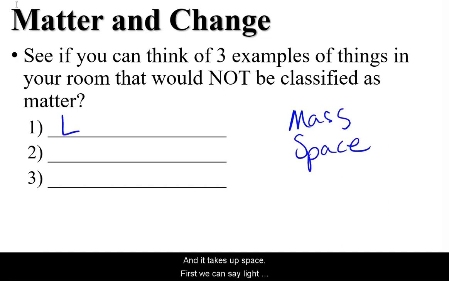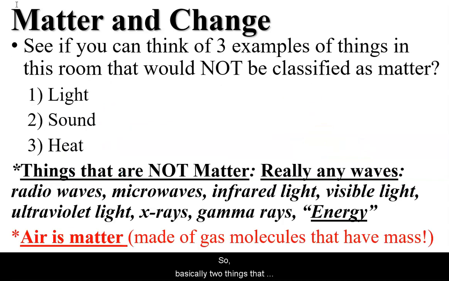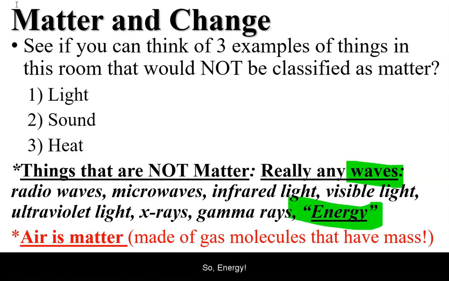First, we can say light, because it's a wavelength emitted and you can't see the wavelength. All you see is the energy emitted from the light. Next would be sound, because you can't hold a song. And then last would be heat. It's something that you feel, but you can't hold it. So basically the things that aren't matter are waves. Radio waves, microwaves, infrared light, visible light, ultraviolet light, X-rays, gamma rays, so energy in general.